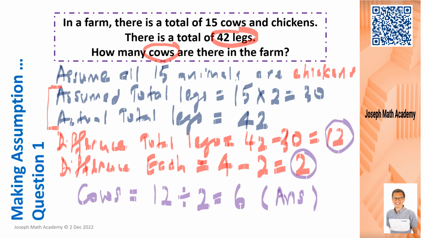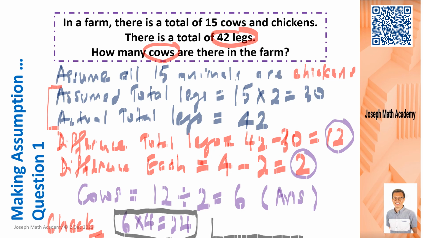Remember to do a check. Check is a very important strategy, a very important process. In order to be a successful math student, we must check. So if there are 6 cows and each cow has 4 legs, 6 times 4 is 24. All right, so this one belongs to the cows. I'm going to box it up.